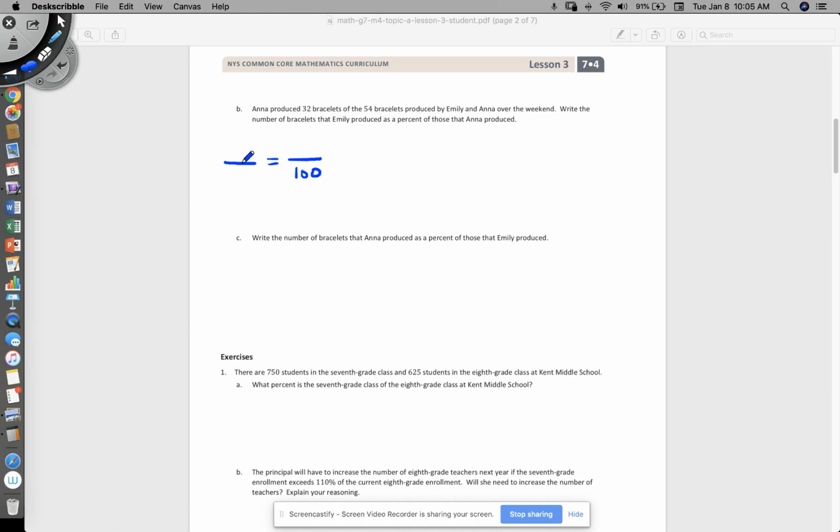Now, since Anna produced 32, and of the 54, we need to find out how many that was here. So we have 54. I'm going to subtract the 32 from that, and we get 22. So if she produced 32, then the other girl produced 22. So we're going to set those equivalent to each other there, or ratio to each other. And we're still solving for the percent. So let's cross multiply these. And I get 32x equals 2,200.